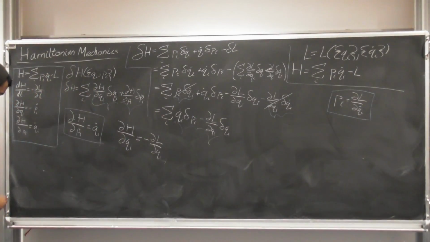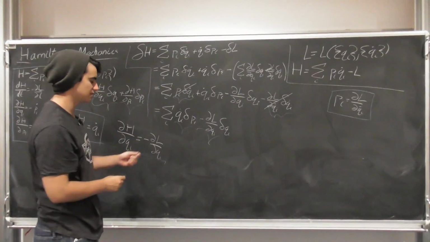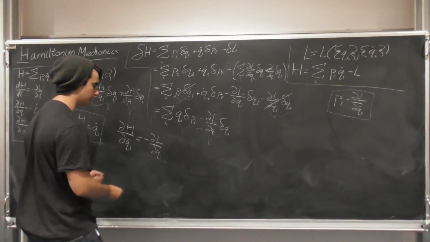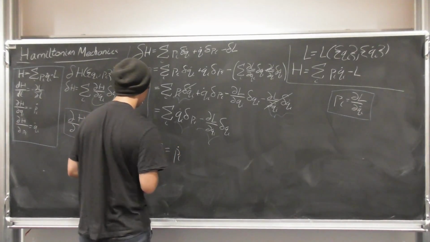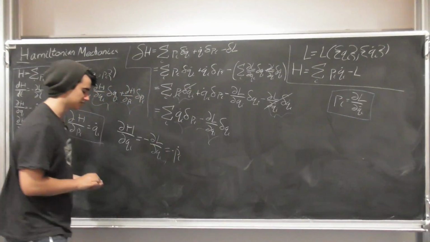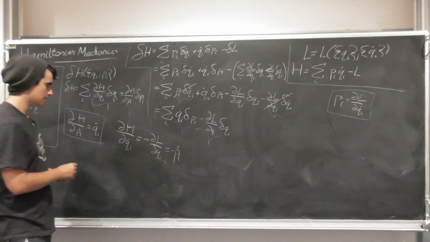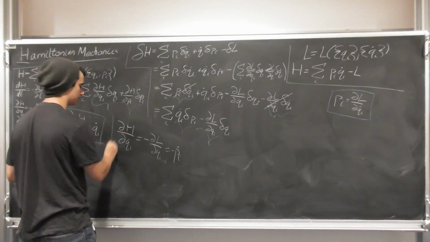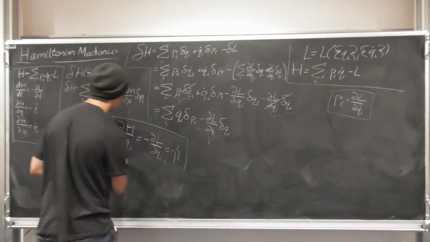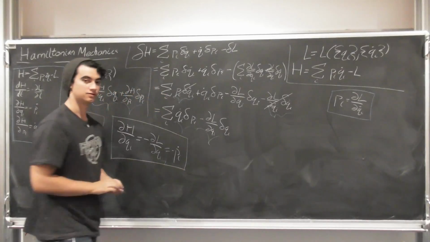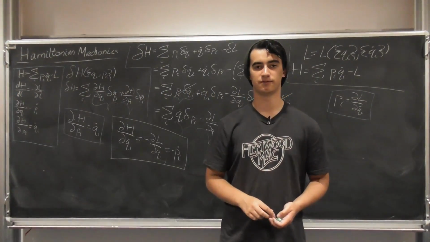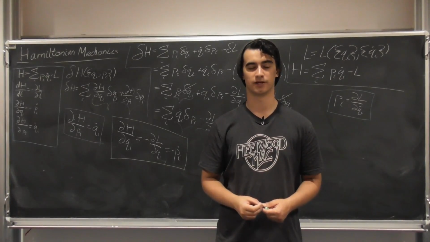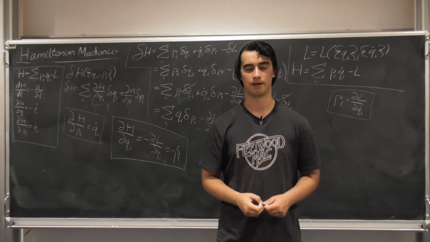Okay, so now we have this, and we're almost done. We remember that this, from our time working with the Lagrange equations, is nothing more than p sub i dot. I'm going to have to remember to keep in the minus sign there. And there it is. There are two of Hamilton's equations, derived in a more general form. And that finishes our lecture on Hamiltonian mechanics.